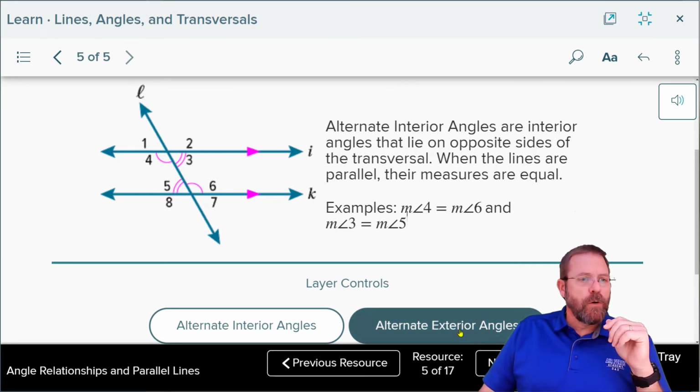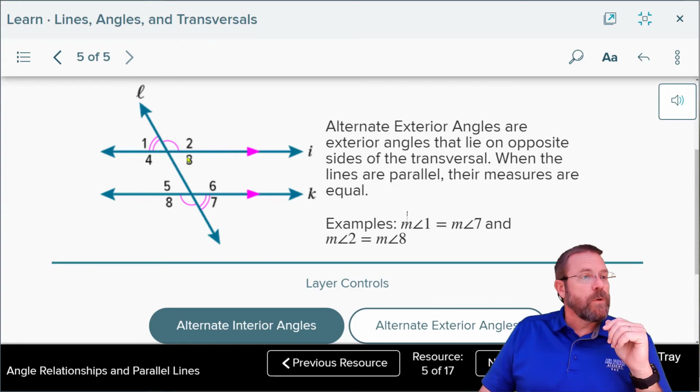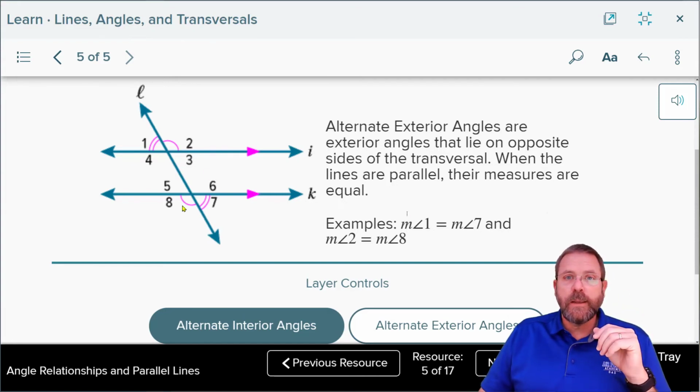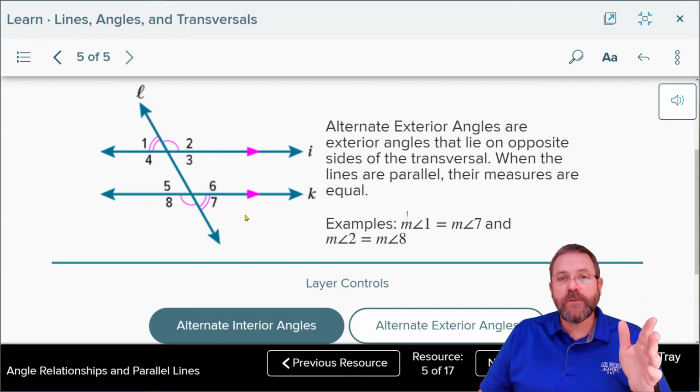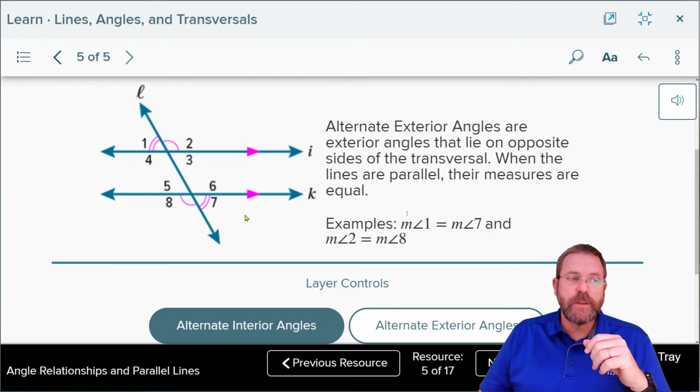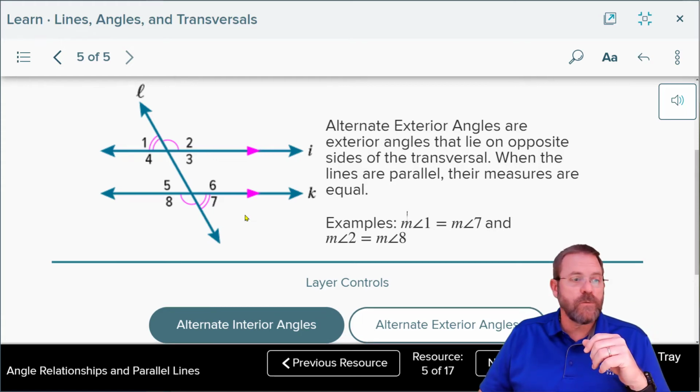Next, let's look at the alternate exterior angles, where you can see angle 2 and angle 8 have a single pink line. Angle 2 and 8 are also going to be congruent. Angle 1 and angle 7 have a double pink line, meaning angle 1 and angle 7 are congruent. This is always going to be the case for alternate exterior angles.